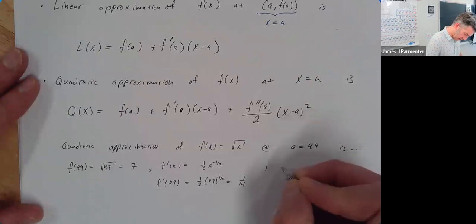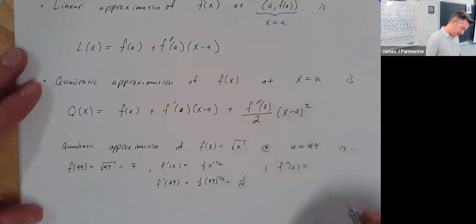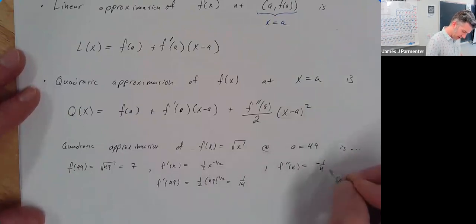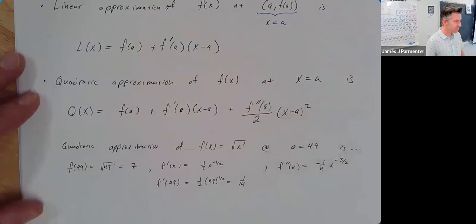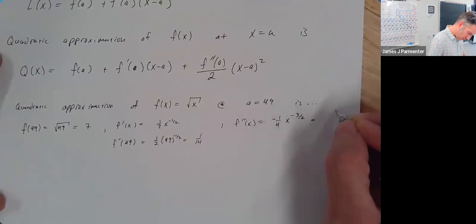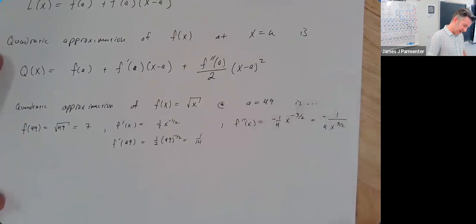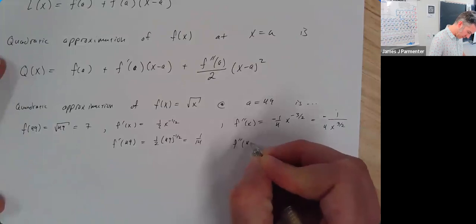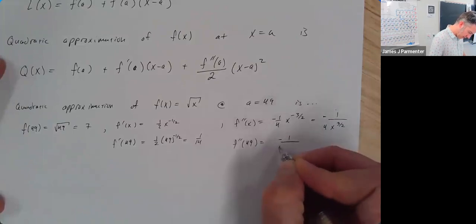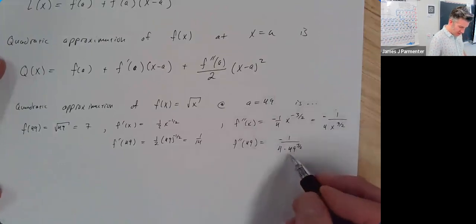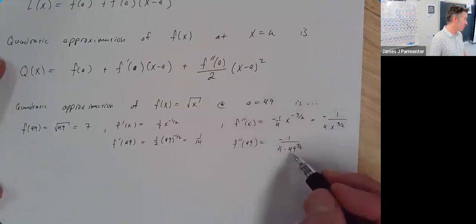And then f double prime of x is going to be, okay, 1/2 times negative 1/2 is negative 1/4 times x to the negative 3/2, which I might rewrite as negative 1/4 times x to the 3/2 in the denominator. And it's not going to be pretty. It's usually not pretty. If you plug in 49, f double prime of 49 is going to be negative 1/4 times 49 to the 3/2. Usually this can be simplified, but it's often kind of gross.